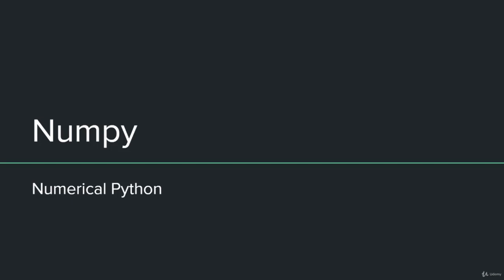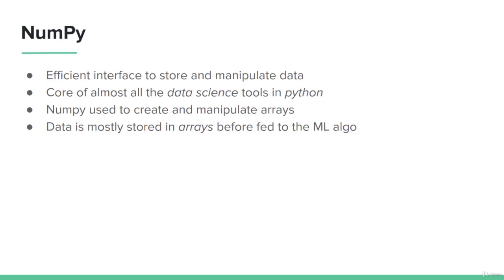Hey there! In this lecture we're going to talk about NumPy, which is the short form of Numerical Python. NumPy is an efficient interface to store and manipulate data. It is the interface which data scientists use to store and manipulate data, since about 70% of a data scientist's job is to manipulate the data, to play with the data, to explore the data.